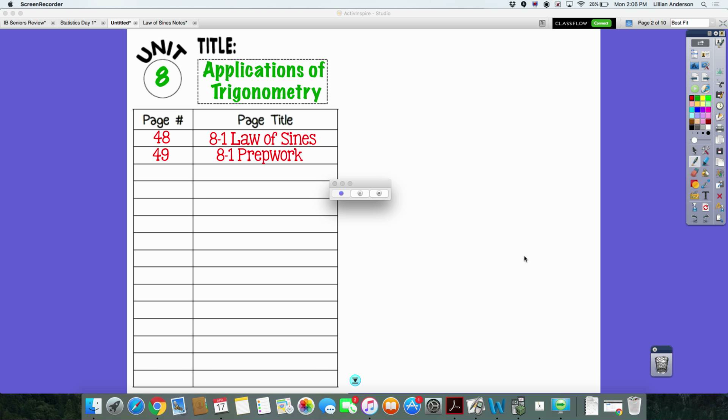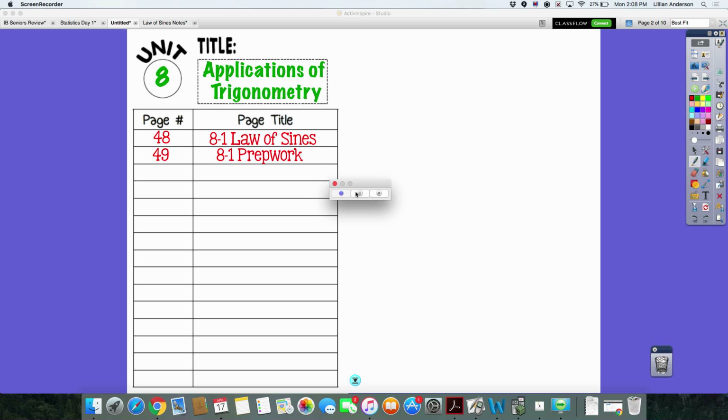All right, so new unit, Unit 8. Again, this sheet is going on page 47. Your scavenger hunt from the last unit should have spanned pages 45 and 46. So again, this is going on page 47. And then make sure you have the page numbers in for 48 and 49, which are going to be today's lesson, law of signs, and then the prep work for today's lesson.